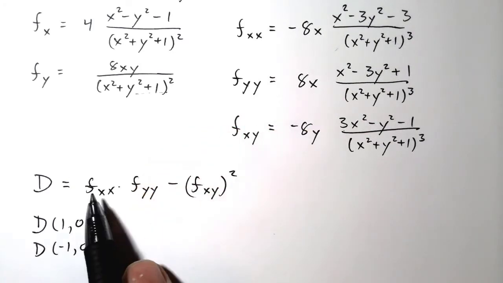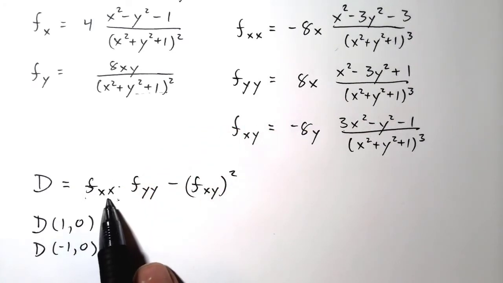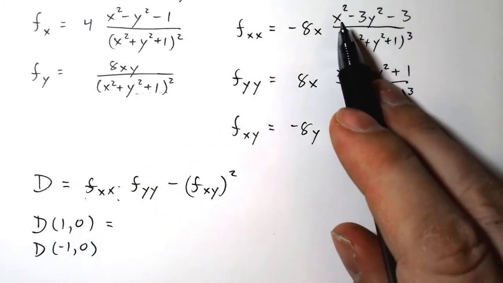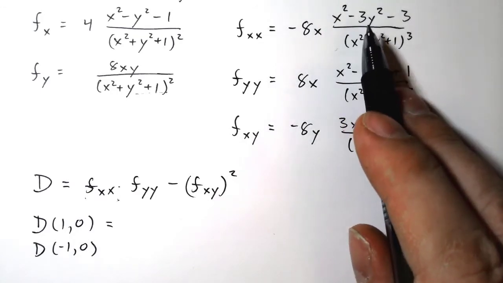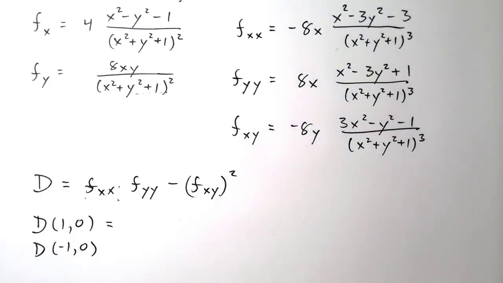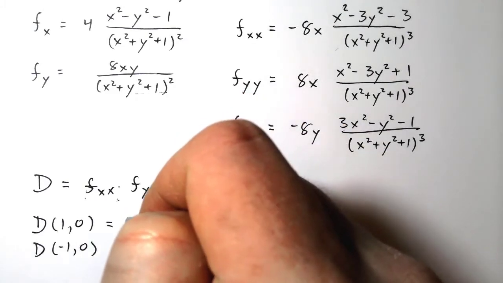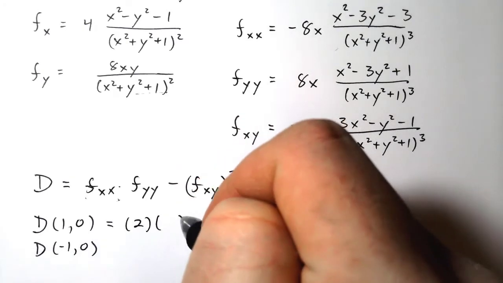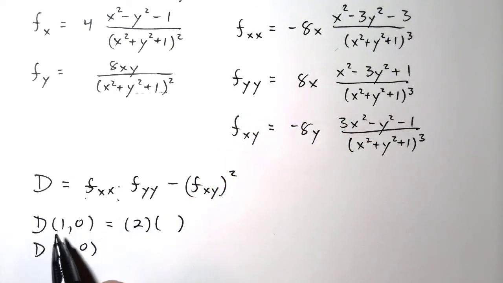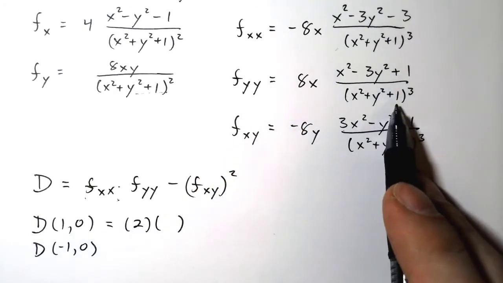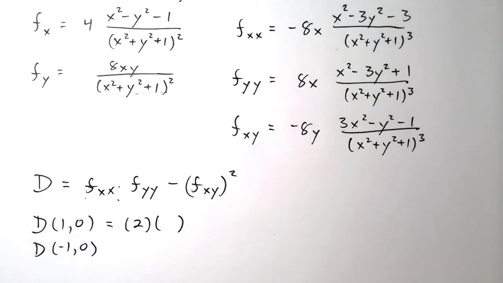All right, so what's fxx at (1, 0)? I'm going to plug in 1 for x and 0 for y. What do I get here? Well, if you compute that out, you'll see that this whole thing just simplifies to the number 2. What about fyy? What if I plug in 1, 0 for x and y? Go ahead and plug that in and check it out. You'll see that, again, it simplifies to 2.